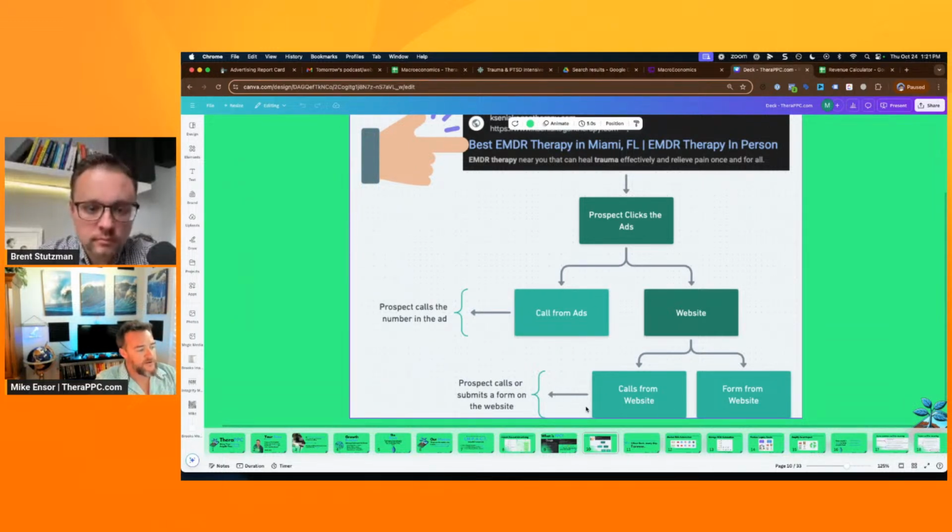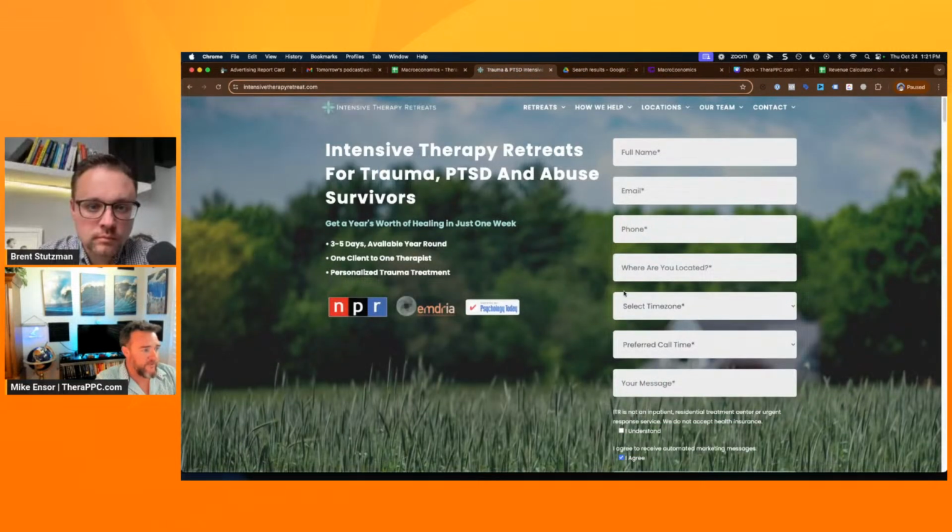Yeah. So with that being said, in this example, there is no phone number. The main call to action is to fill out the form. Right. And it's completely stripping the phone number as an option.